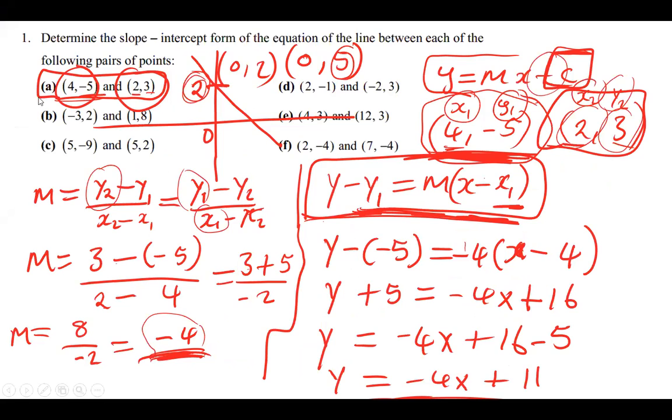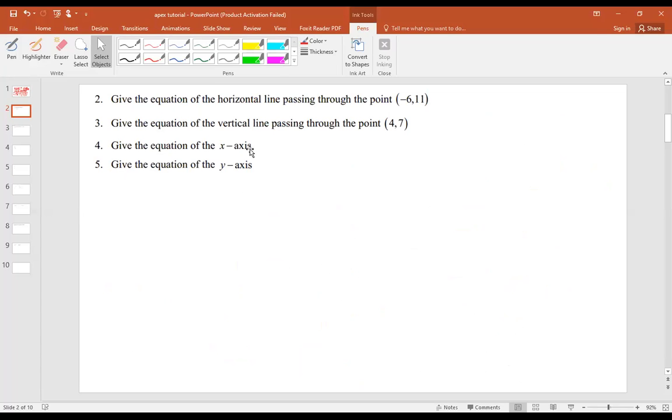Okay, so we have these questions which are also very simple. The first one is give the equation of the horizontal line passing through the point -6, 11. So this is a straightforward question. They are saying give the equation of a horizontal line. So you need to know what a horizontal line is and what a vertical line is, because sometimes you might be asked to give the equation of a vertical line, which is actually the third question here.